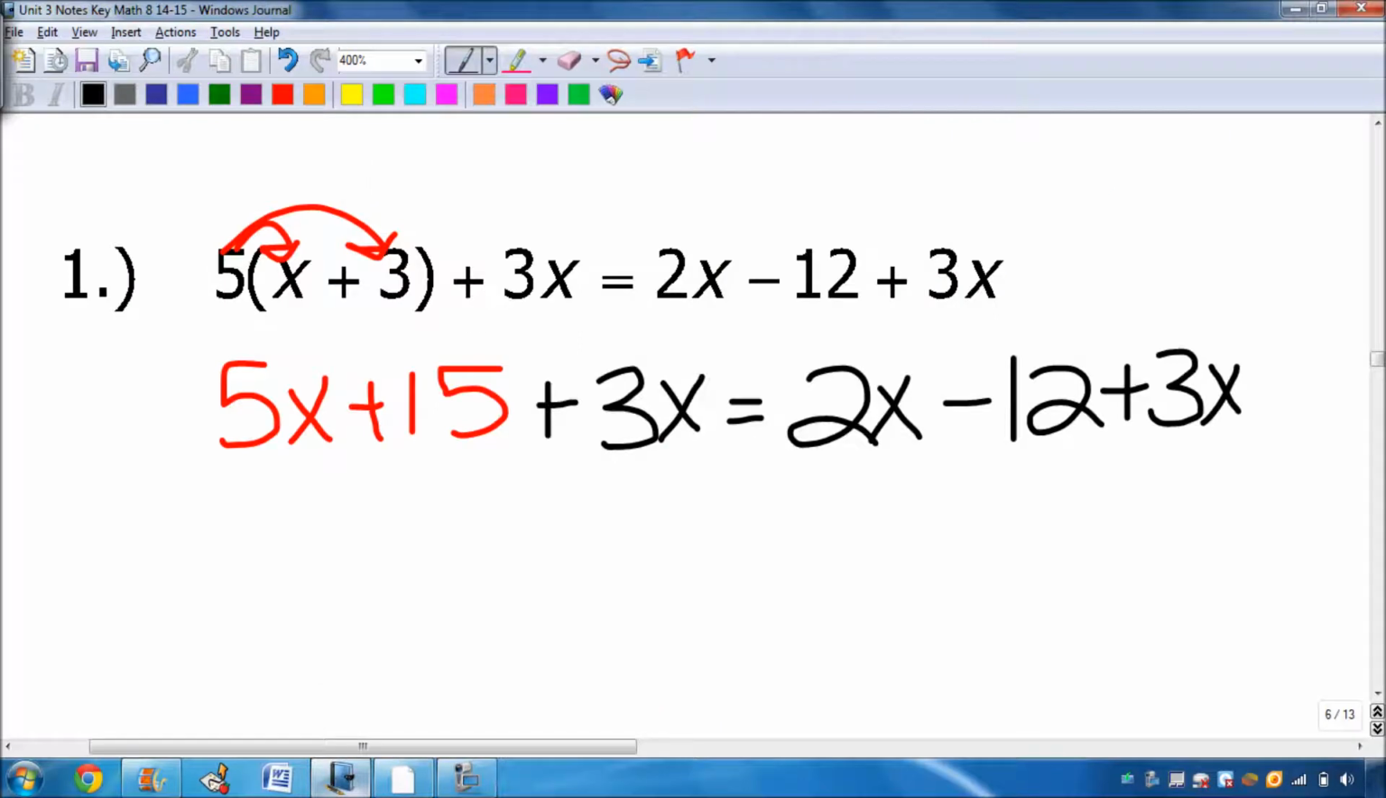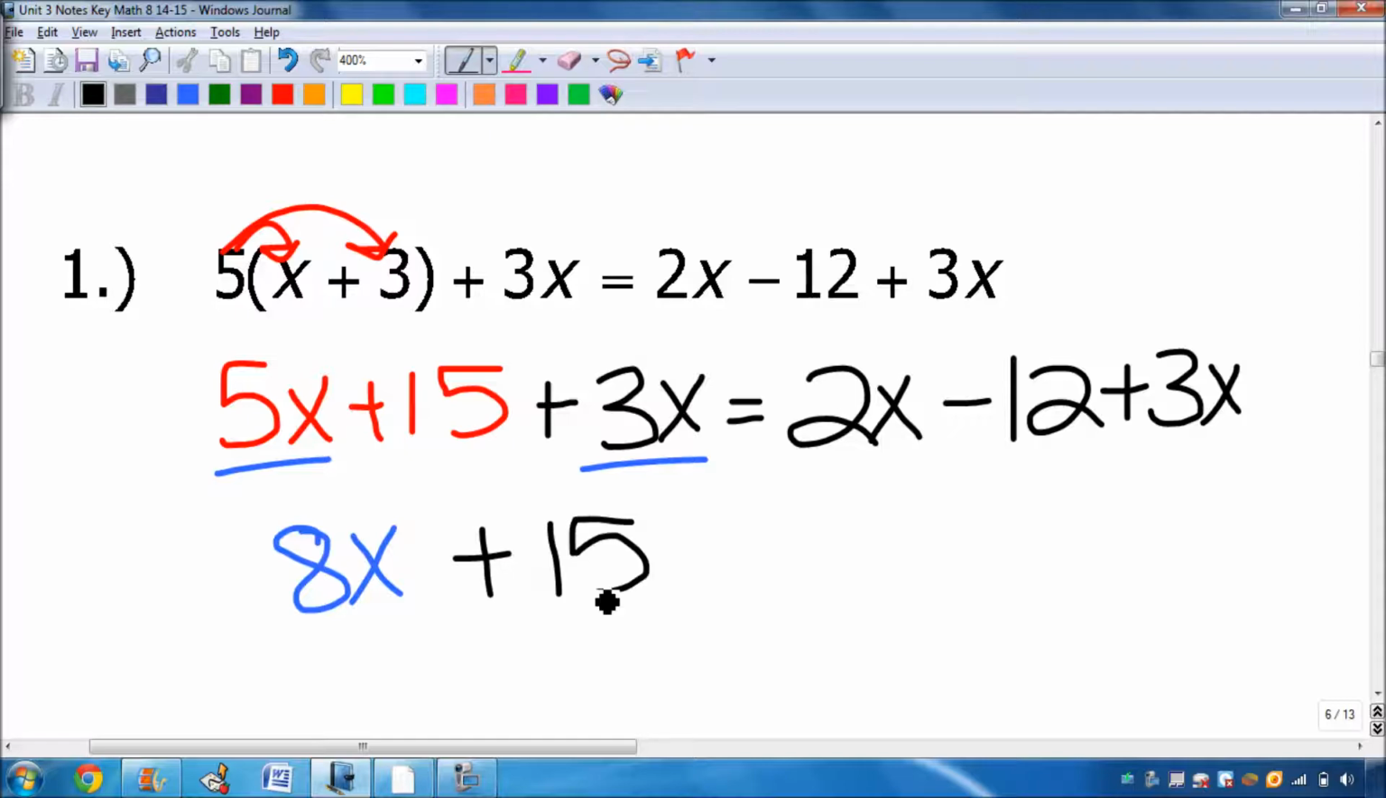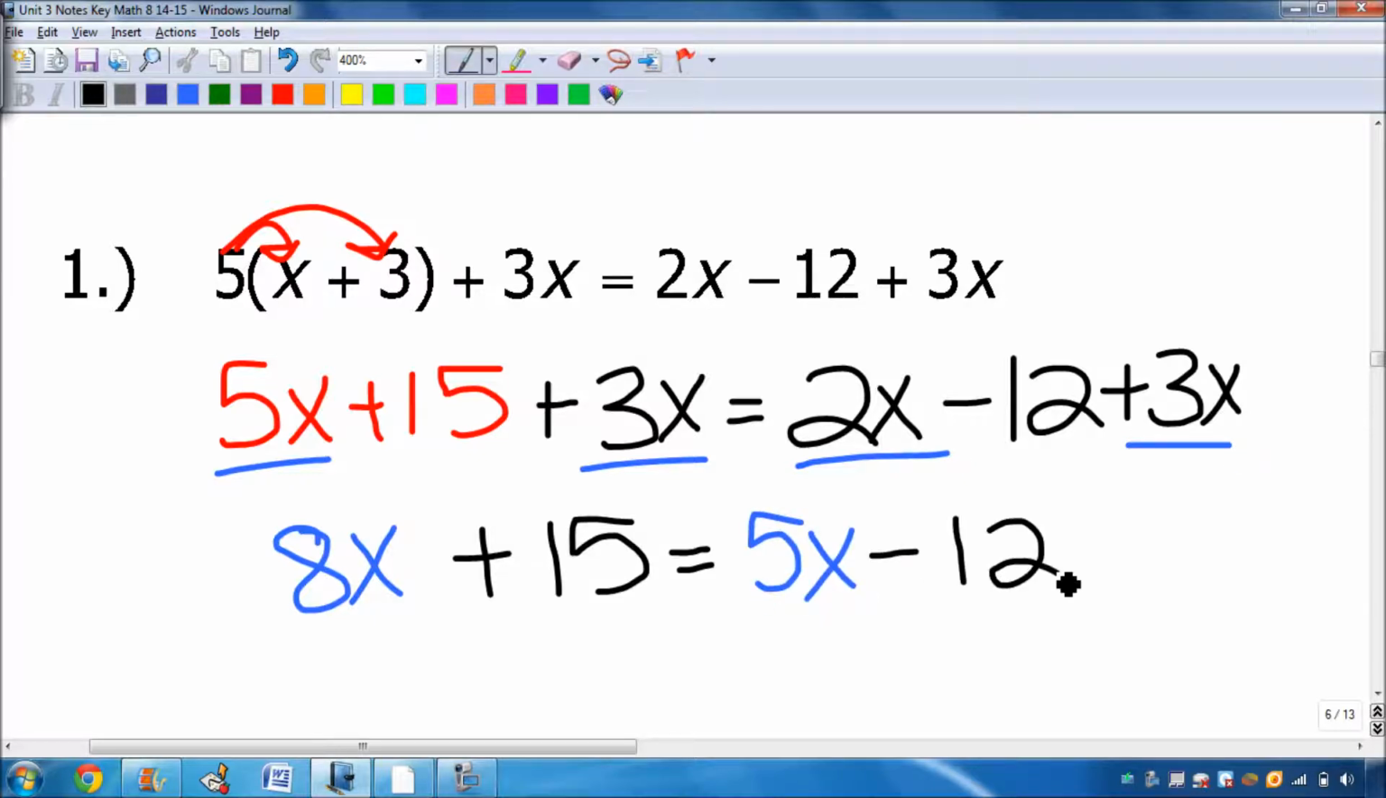On the left side, are there any like terms that I can combine together? Absolutely. This 5x and this 3x go together, so I end up getting 8x. The 15 doesn't get combined with anything because there's nothing like it on the left side of your equation, okay? Look at the right side of your equation. Are there any terms that are like each other? Yes, there are. The 2x and the 3x are like each other, so I have 5x, and then I'm just going to copy down this minus 12, okay?